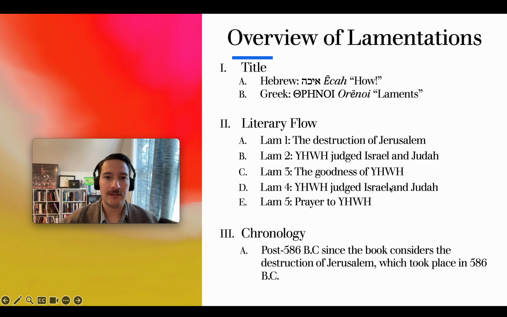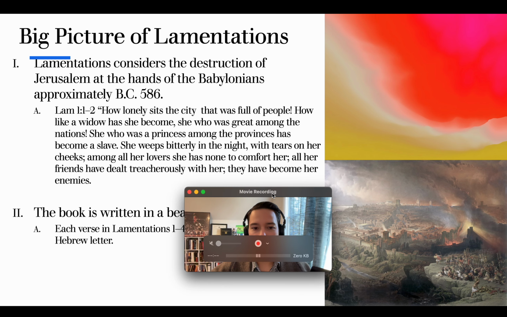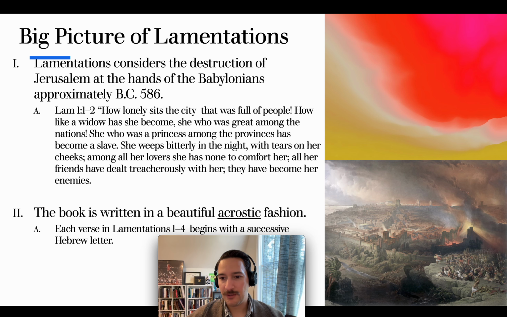So, let's look at big picture stuff here of Lamentations. This bottom right picture is a sad painting of the destruction of Jerusalem at the hands of the Babylonians. So what's going on here in Lamentations? Well, Lamentations considers the destruction of Jerusalem at the hands of the Babylonians, approximately 586 BC. This is how the book begins. How, that's why the title is Echa.